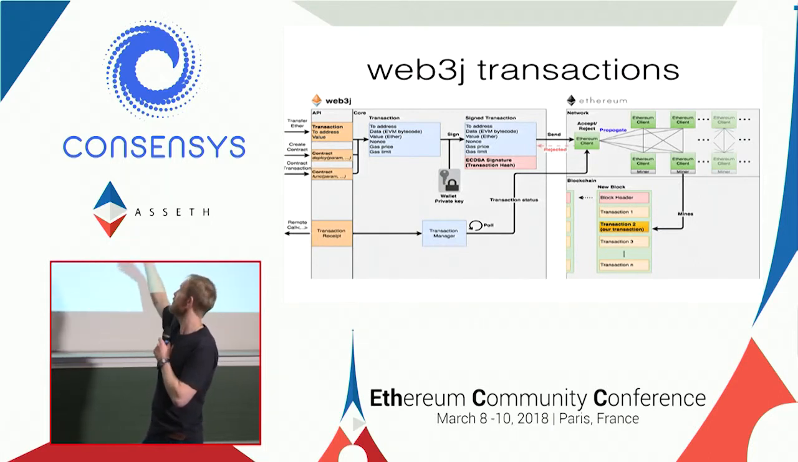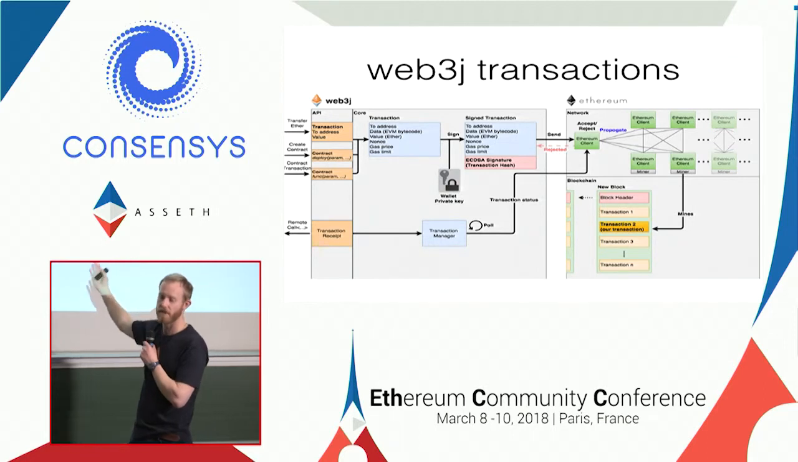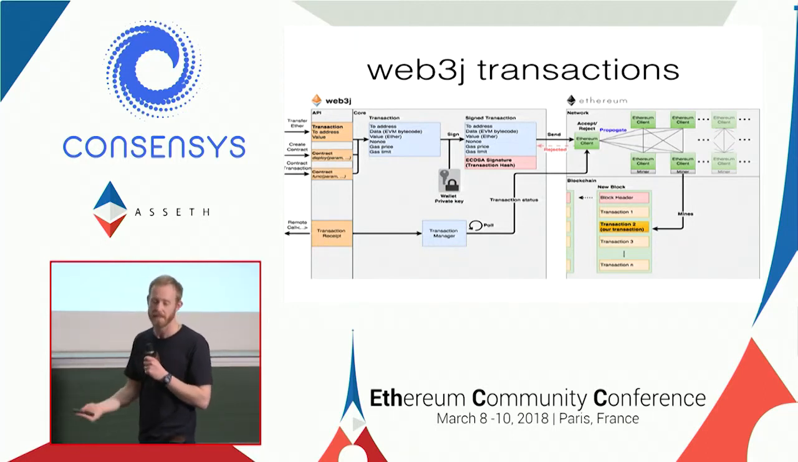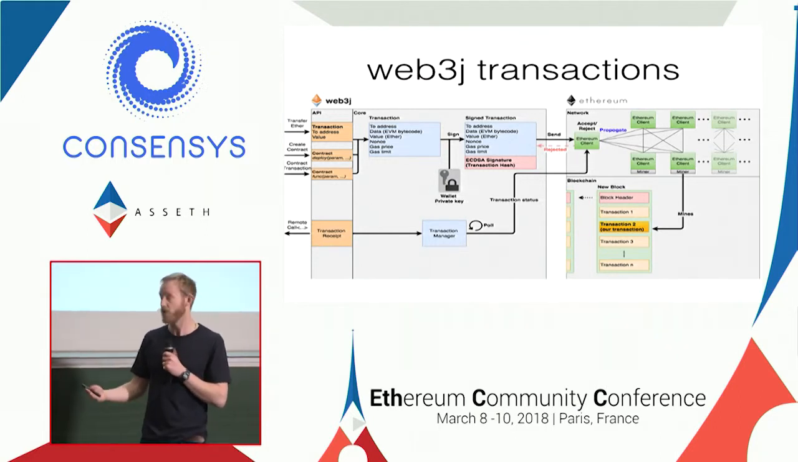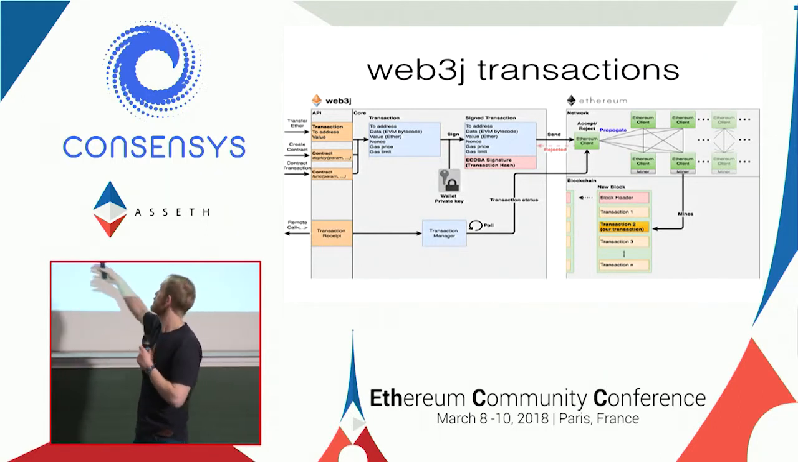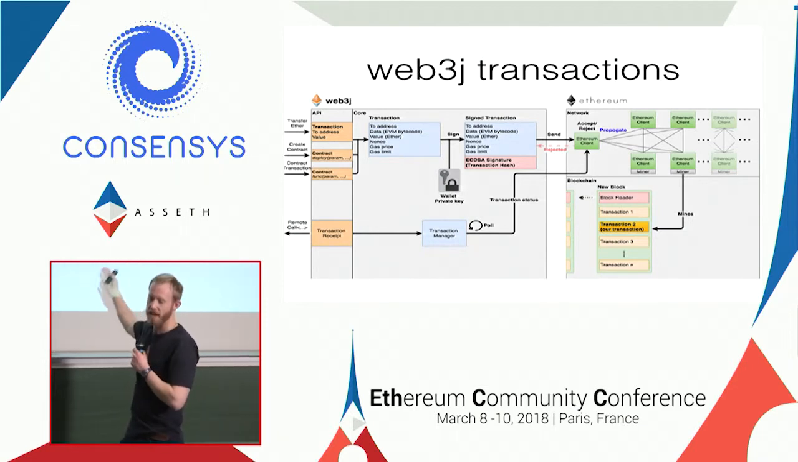You send a transaction into the network, you don't get notified if that transaction's taken place successfully and been added to the Ethereum blockchain. And so what web3j has is a transaction manager that can then be used to poll for when that transaction's actually happened.